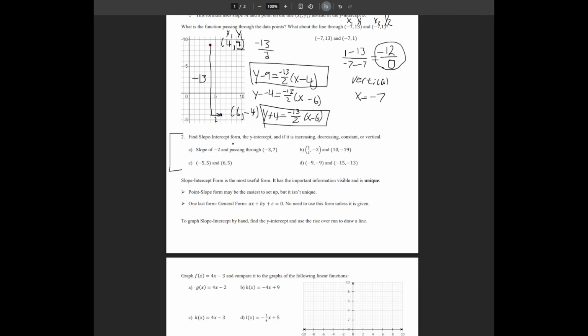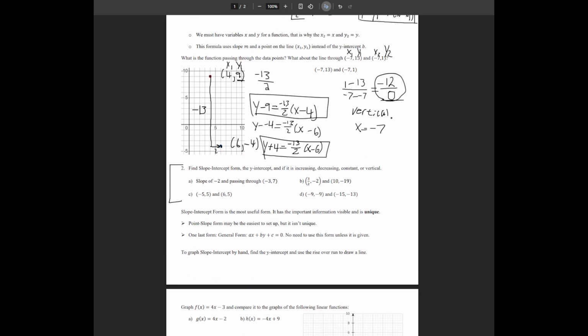So you will find the slope, y-intercept, figure out if the line's increasing, decreasing, constant, or vertical. So in here, this is our slope. We don't have a y-intercept. We won't be increasing or decreasing. We'll just be a vertical line.